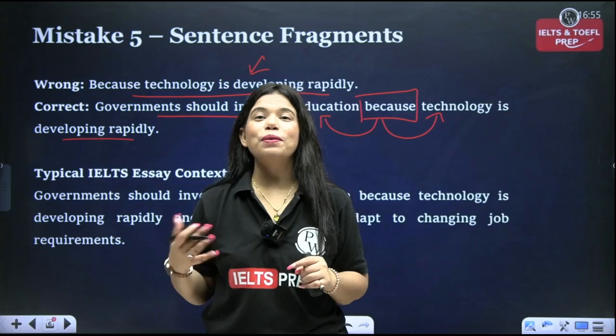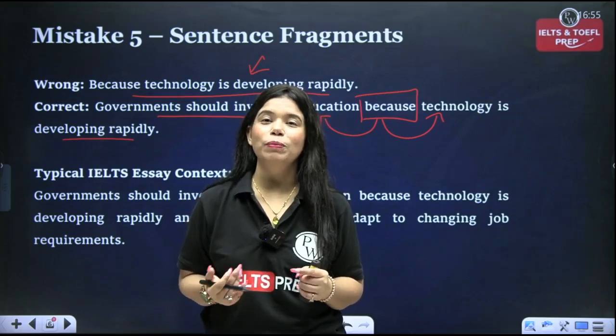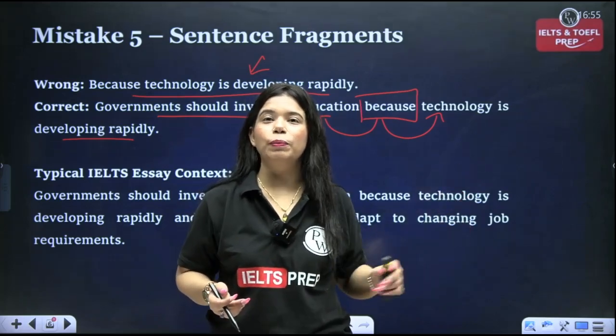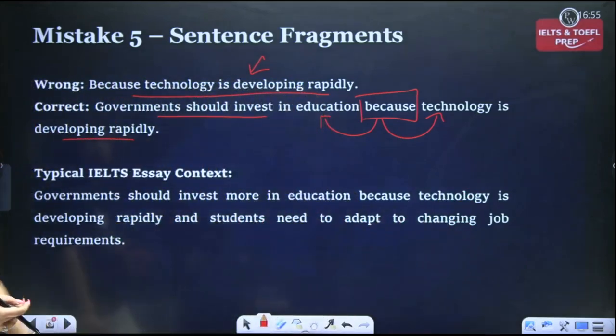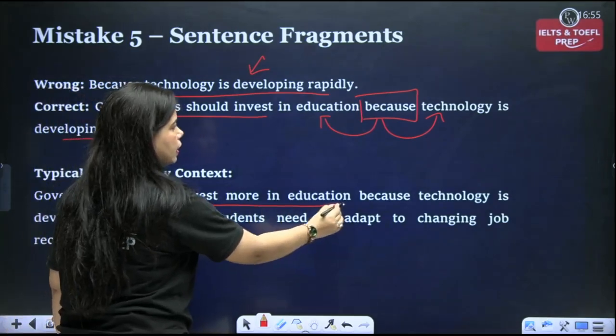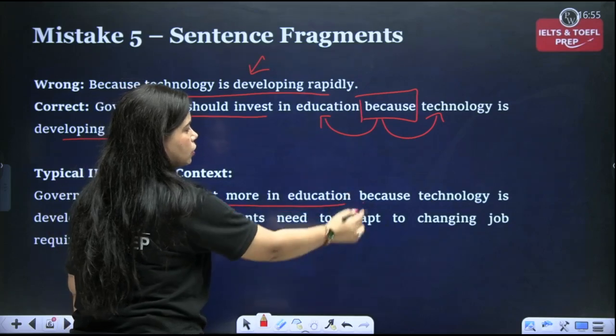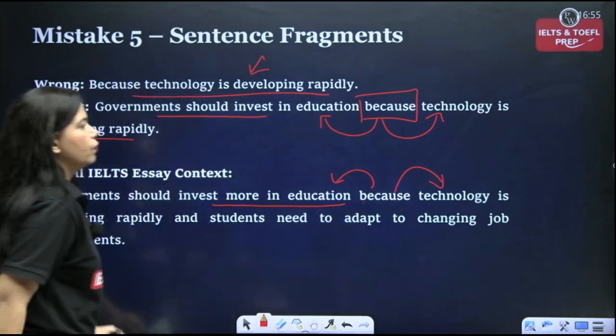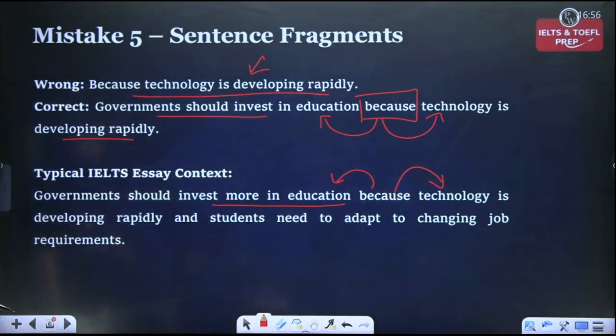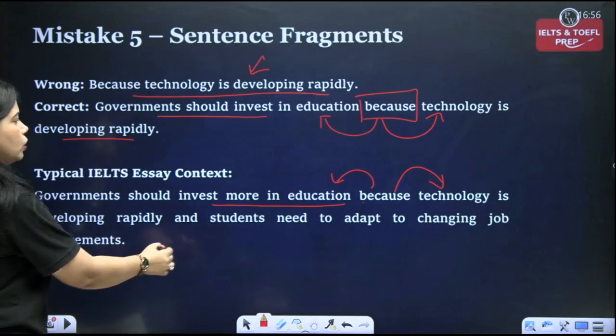And if you decide not to use it, that is also a problem because we need to showcase this kind of grammatical range to the examiner. Now look at this one. Here we are saying governments should invest more in education because technology is developing rapidly. So first our sentence number 1 is ending here. Then we have this conjunction which is connecting this sentence to this. So we are saying because technology is developing rapidly, and then comes the third sentence.